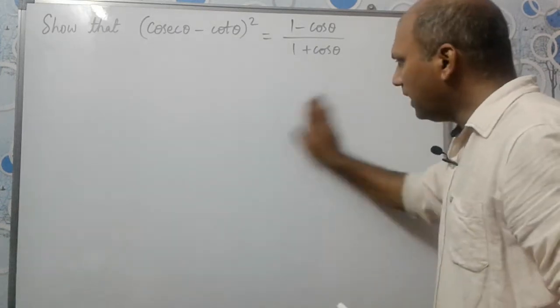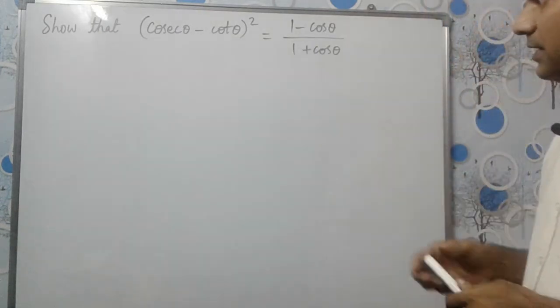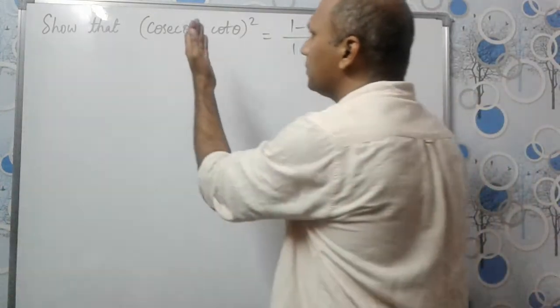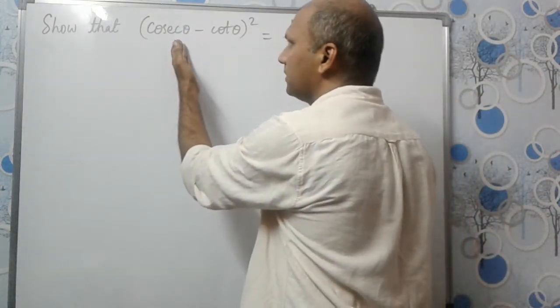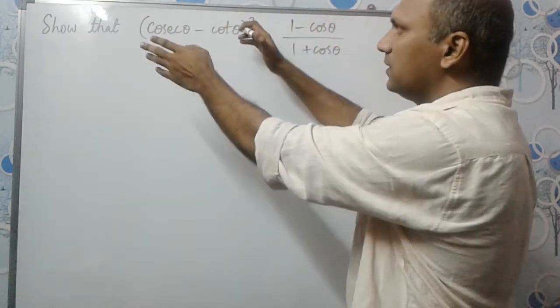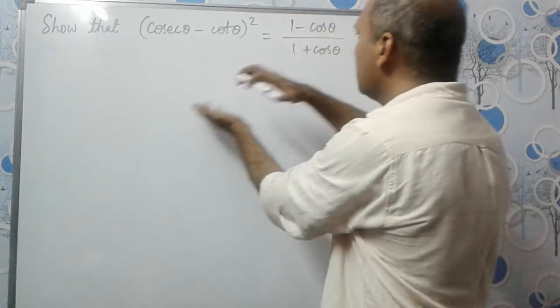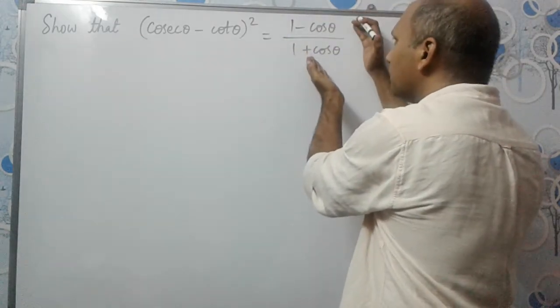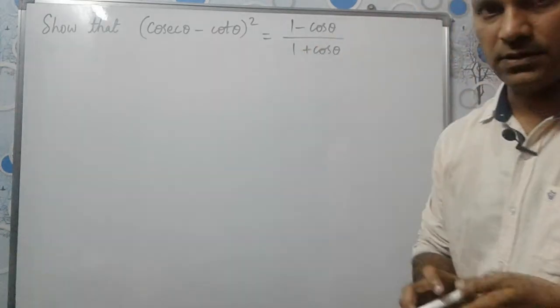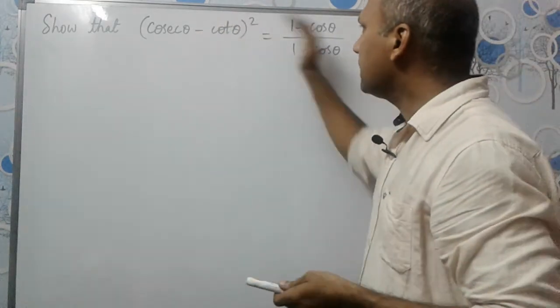And there is one more trick, using theta is equal to 45 degrees. If you substitute theta equal to 45 degrees here, cosecant 45 minus cot 45 degrees whole square, find the value of LHS, and then substitute theta equal to 45 degrees here and find the value of RHS. You will get the same answers, so you can prove LHS and RHS are equal.